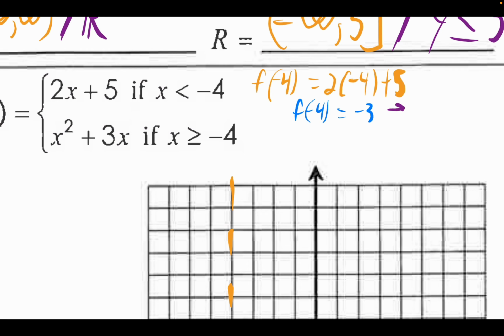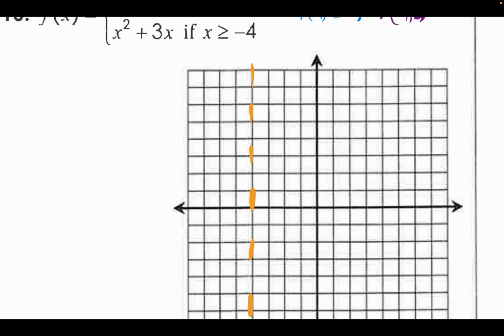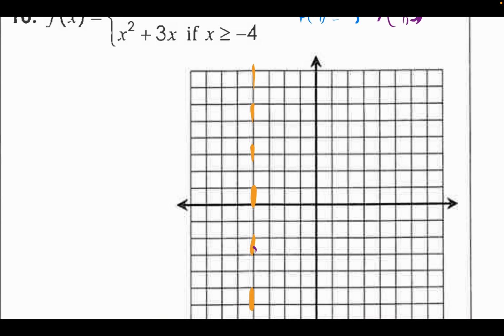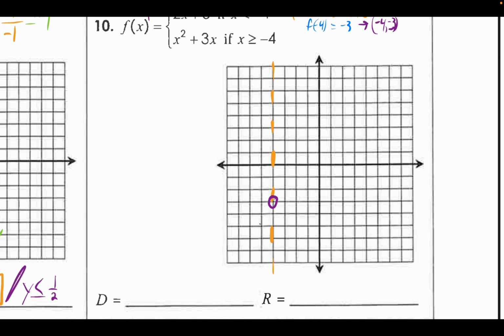So this is the ordered pair -4, -3. Now, because it is not "or equal to" -4, that's going to be an open circle when I graph it. So I'm going to do an open circle at -4, -3. My slope here is 2, so I'm going to use that as 2 over 1, knowing it's going to go uphill from left to right, so I'm going to go down to the left.